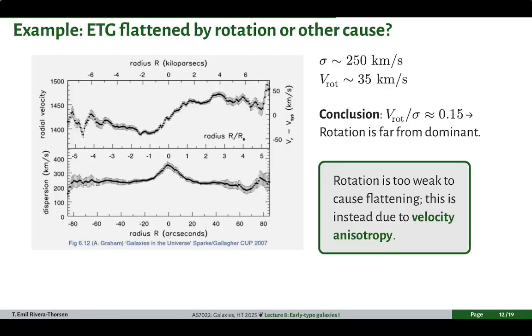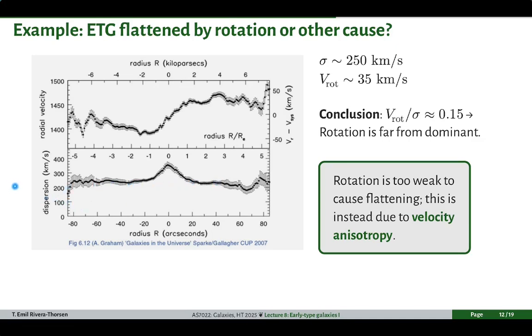As an example, we can take a look at this spectrum here from a long slit spectrum from an early type galaxy. This is from a different book than the one we're using now, but I think it's a very nice and instructive example. So here you can see measurements of both the velocity dispersion and the radial velocity along a number of bins along slits placed on top of an early type galaxy.